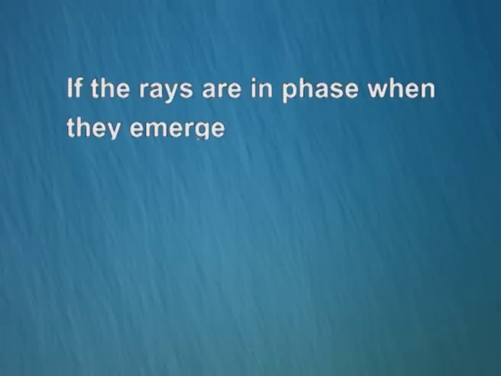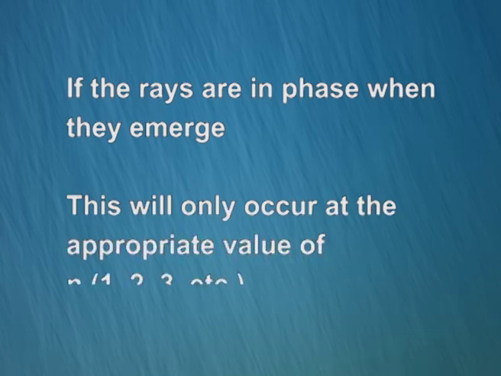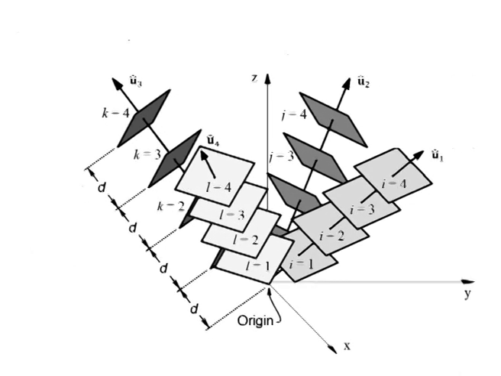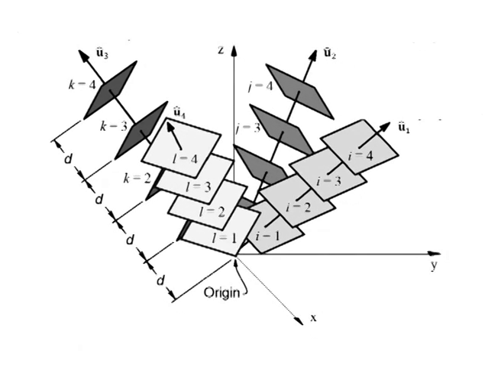Again, it is important to point out that this diffraction will only occur if the rays are in phase when they emerge, and this will only occur at the appropriate values of n, 1, 2, 3 etc. and theta. In theory, then, we could reorient the crystal so that another atomic plane is exposed and measure the d spacing between all atomic planes in the crystal, eventually leading us to determine the crystal structure and the size of the unit cell.